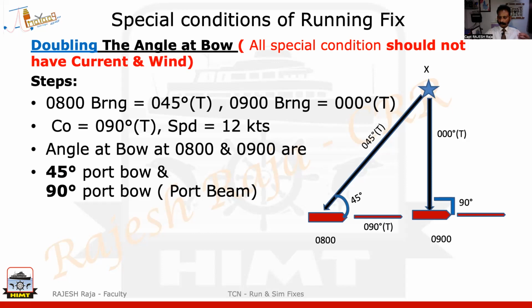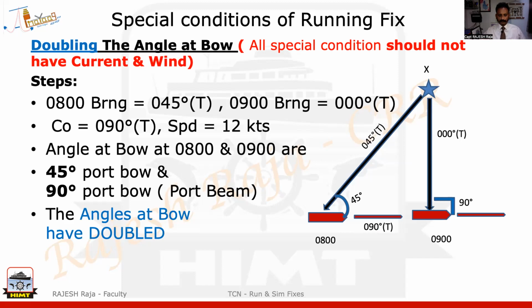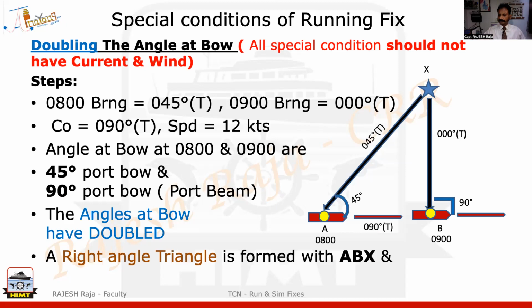Something you should realize is that by doing this particular course and this lighthouse, I have achieved something. What have I achieved? I have doubled the angle at the bow in 1 hour. So the angles have doubled. So let us see these markings of A, B, and X. If you realize, I have actually formed a kind of right angle triangle, ABX, where B is 90 degrees, and the inner angle at A is 45 degrees.